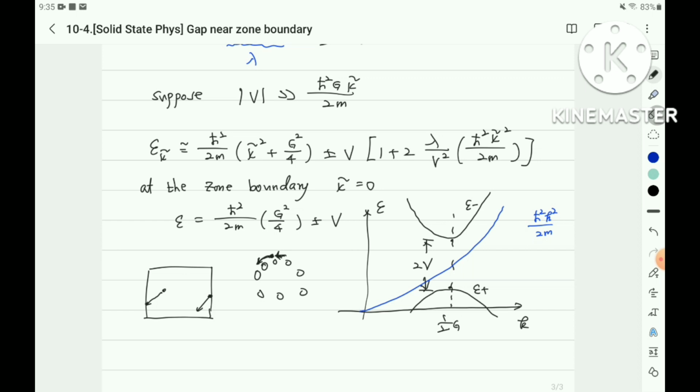Therefore, at the zone boundary, the electronic wave function is reflected, because this point and this point are identical: the going-outside wave function is the same as the going-inside wave function because of the translation symmetry. Therefore, there is an interaction between the reflected and transmitted electronic wave functions, and it makes the energy difference. That's why it is the energy band gap. The cause of the energy band gap is the Bragg reflection near the zone boundary.